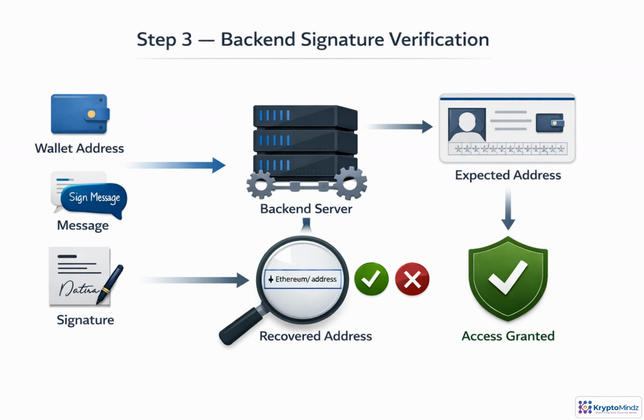Verification is the backend's trust-critical job. It receives the claimed wallet address, the original challenge message, and the signature. Using the message and signature, it recovers the address that actually signed. If the recovered address matches the address tied to the login challenge, authentication can continue. If it does not match, the request is rejected. This check belongs on the backend, because front-end-only verification can be bypassed.